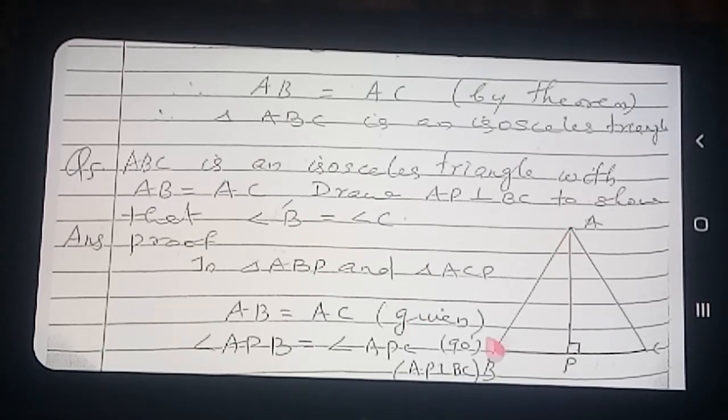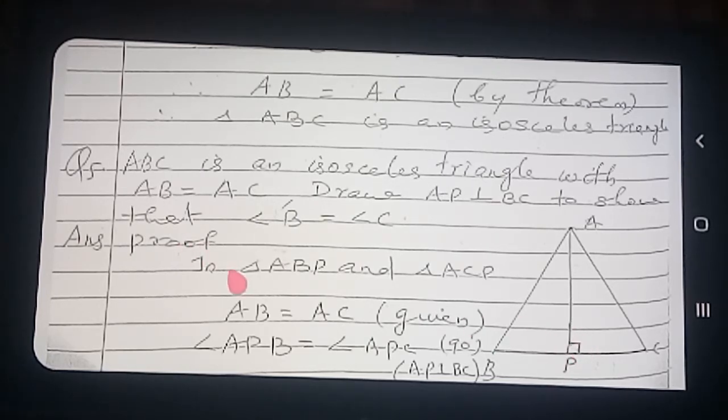Okay, see here. First triangle ABC is drawn. AB and AC are equal, given. AP is perpendicular to BC, given. AP perpendicular to BC means that angle APC and angle APB are both 90 degrees. Here I didn't mark it, it is understood. This is a linear pair, so if this angle is 90, automatically this angle will be 90. Otherwise, it is given as perpendicular, so both these angles are 90 degrees each.